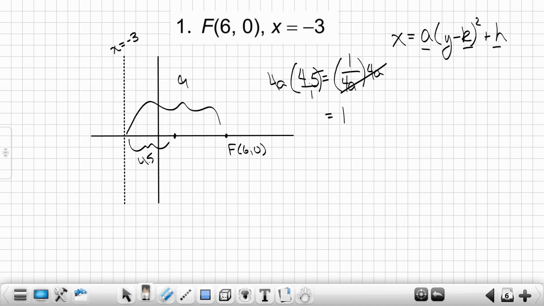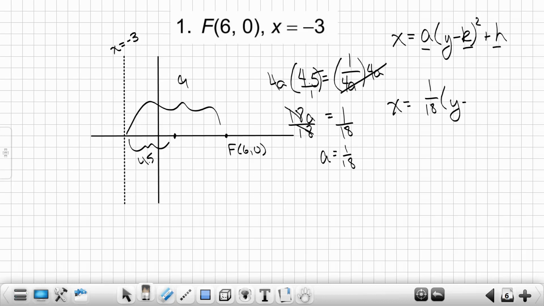Okay. So 4 times 4.5 is 18a. And then to get a by itself, we divide both sides by 18. And a is 1/18. Now remember, if it's up or right, it's positive. If it's down or left, it's negative. This one's to the right, so a is going to stay positive. And I get my final answer, 1/18.